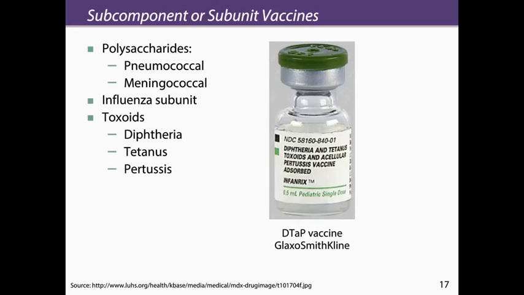Examples of these subcomponent or subunit vaccines are the meningococcal and pneumococcal plain polysaccharide vaccines. All the influenza vaccines used in the United States are subunit vaccines.